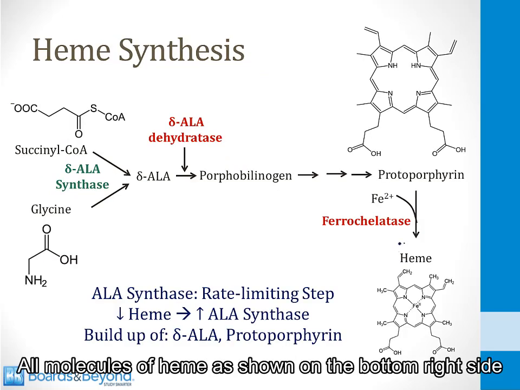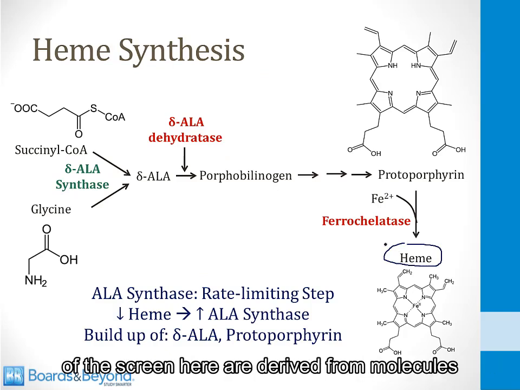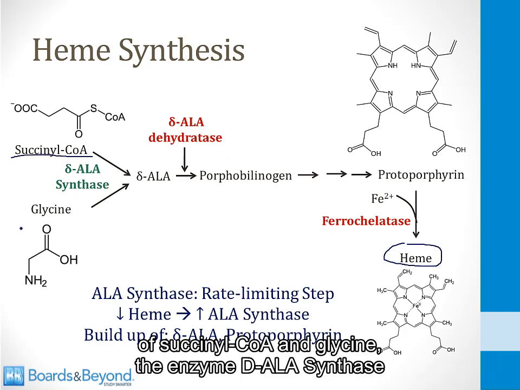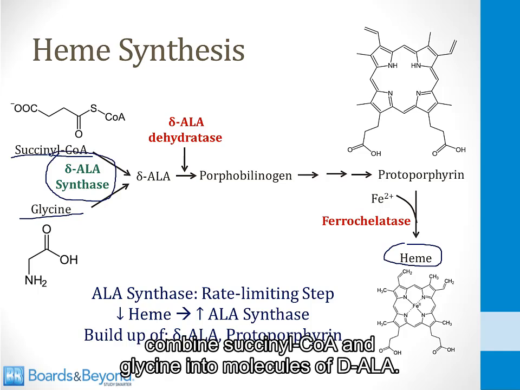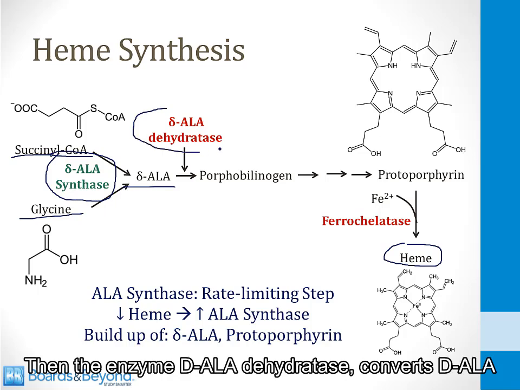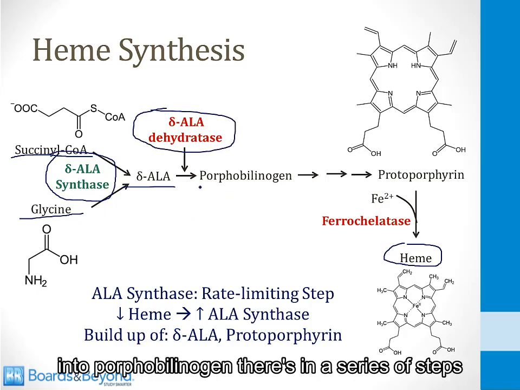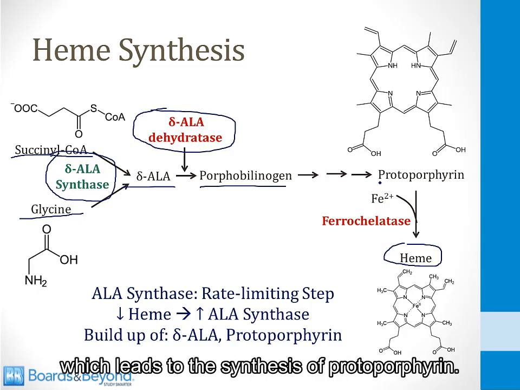All molecules of heme, as shown on the bottom right side of the screen here, are derived from molecules of succinyl-CoA and glycine. The enzyme ALA synthetase combines succinyl-CoA and glycine into molecules of ALA. Then the enzyme ALA dehydratase converts ALA into porphobilinogen. There's then a series of steps which leads to the synthesis of protoporphyrin.